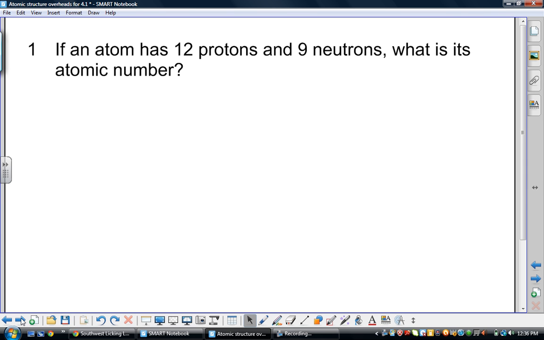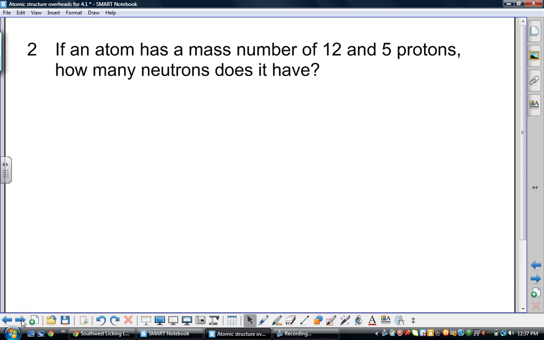If an atom has 12 protons and 9 neutrons, what's its atomic number? So this is another example of the kind of problem students should be able to answer, and again I'm going to wait just a moment and go over the answer. So students, if you want to practice this, you can just pause. The answer would be 12, because the atomic number is the same as the number of protons. How many neutrons does it have? Its mass number is 12. It has 5 protons. So 5 plus what gives us 12? So the answer is 7 neutrons.